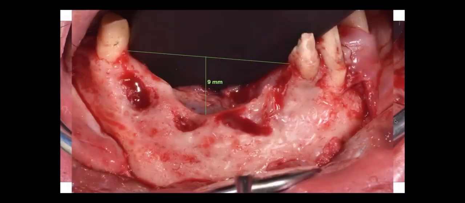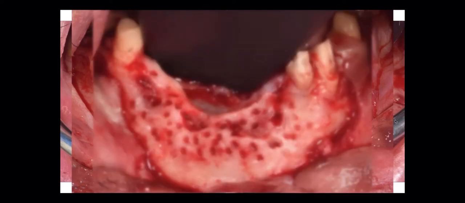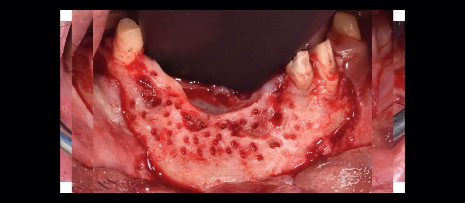Okay, so we open the flap, 2 teeth away from each side, with a vertical incision. Here we can observe that we have 9 millimeters of vertical bone loss. So we had to regenerate as much bone as we could to be able to fill this gap. The bone was prepared, with removal of soft tissues and small perforations to enhance the blood flow coming out of the bone.